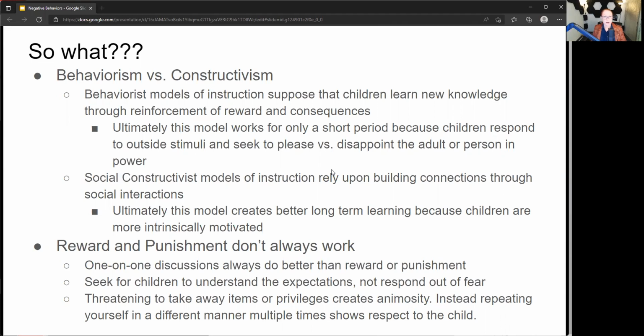What happens when I don't care about stickers anymore? Now, am I still going to learn? Am I still going to push myself? Maybe, maybe not. So we want to think about how reward and punishment doesn't always work. It doesn't always work in academic environments, and it also doesn't work with correcting negative behaviors either.